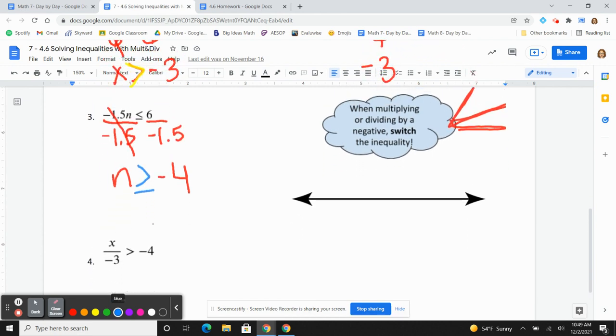Okay, I forgot to graph number 3 really quick. Line, -4. Is my circle filled in or open? Filled in. And is it pointing left or right? Right. To the right.